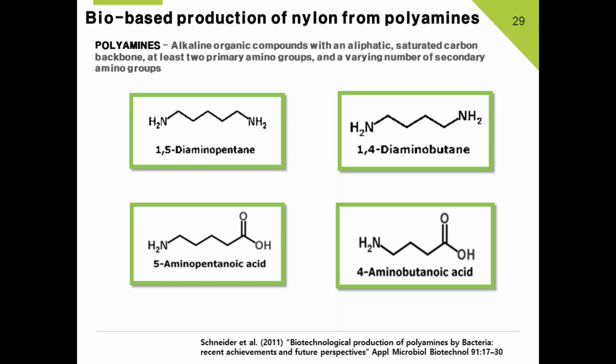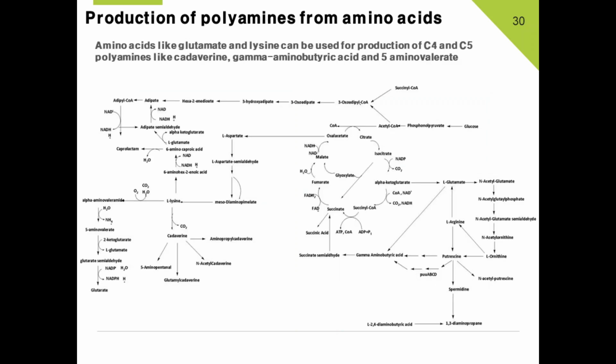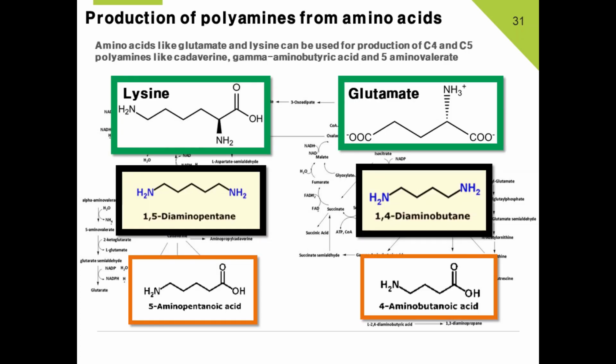Now, the polyamines that we mainly focus on are 1,5-diaminopentane, which is cadaverine, 1,4-diaminobutane, which is putrescine, 5-aminopentanoic acid, which is 5-aminovalerate, and 4-aminobutanoic acid, which is gamma-aminobutyrate. Now, amino acids like glutamate and lysine are used for the production of C4 and C5 polyamines, like cadaverine, gamma-aminobutyric acid, and 5-aminovalerate. So, if you want to do a biorefinery for nylon production, it's best to use a strain that naturally produces glutamate and lysine as amino acids.